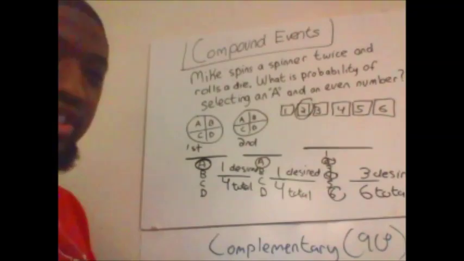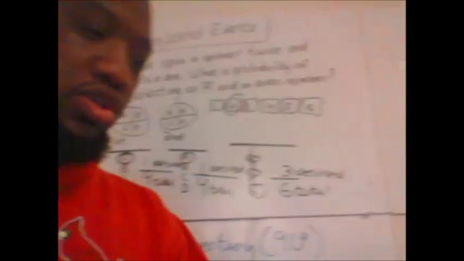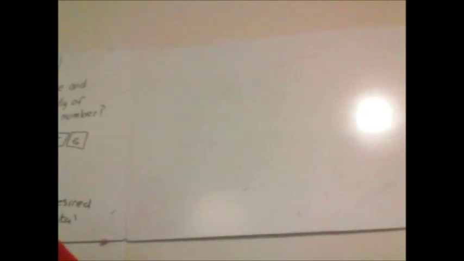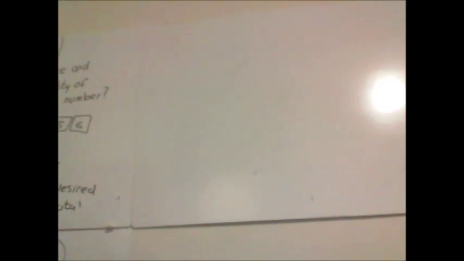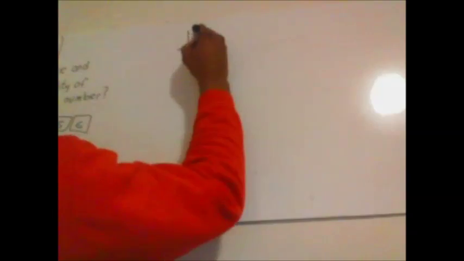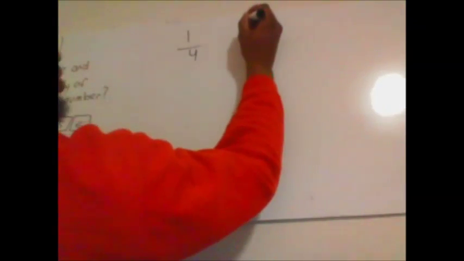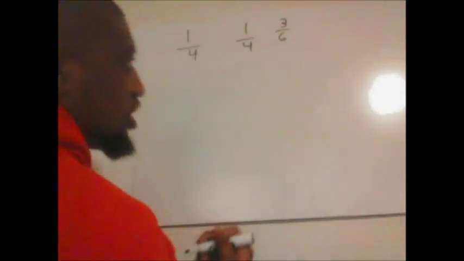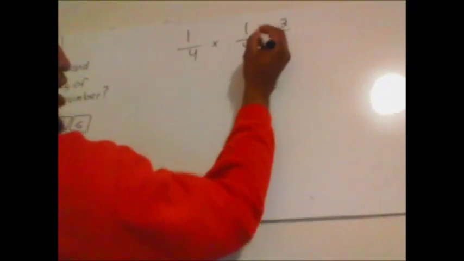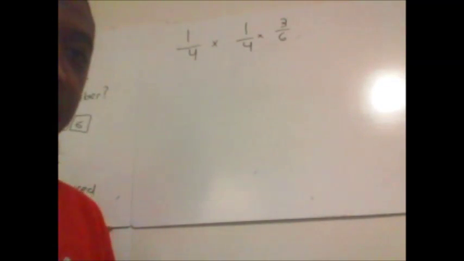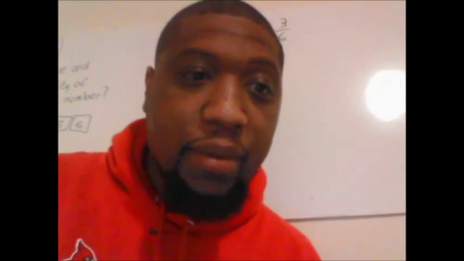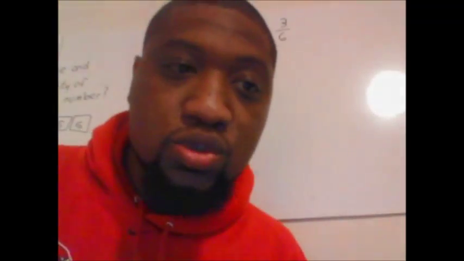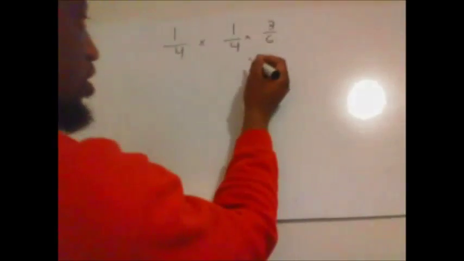Okay, I'm gonna take those fractions. I'm gonna move this a little bit over this way so you can follow me here. All right, cool. So I had 1 over 4, and then I had another 1 over 4, and then I had a 3 over 6, which could be reduced, but for the sake of this, I'm just gonna multiply across. Anytime that you have a compound event, once you find each of your probabilities, you just multiply them and then reduce. Okay, so I'm multiplying across.